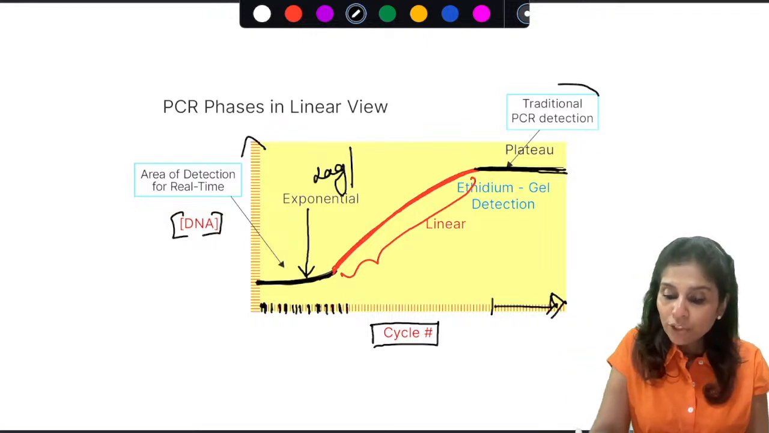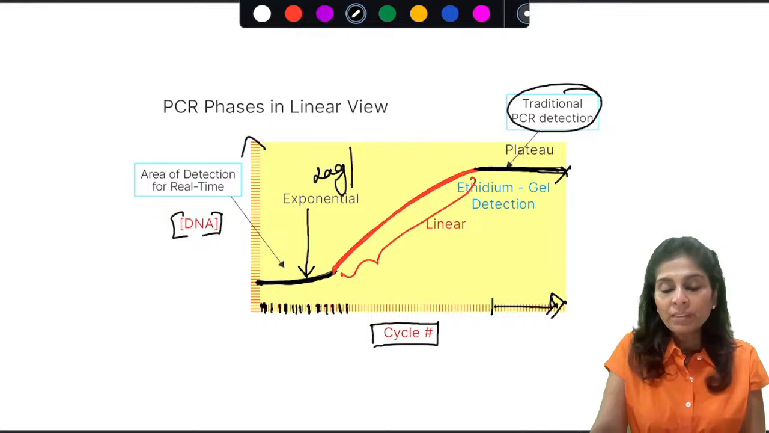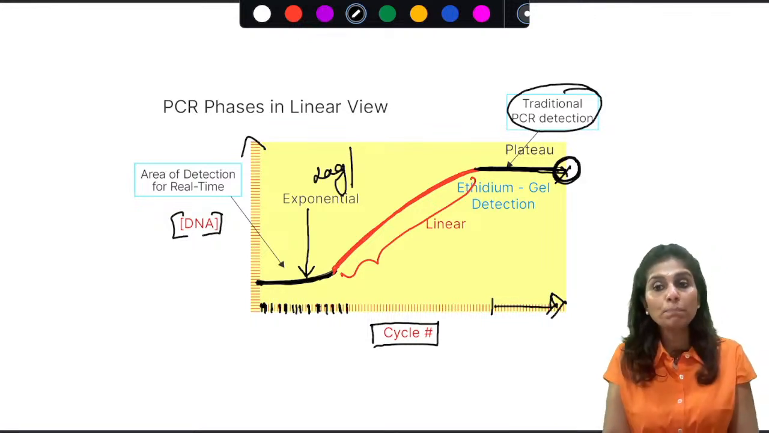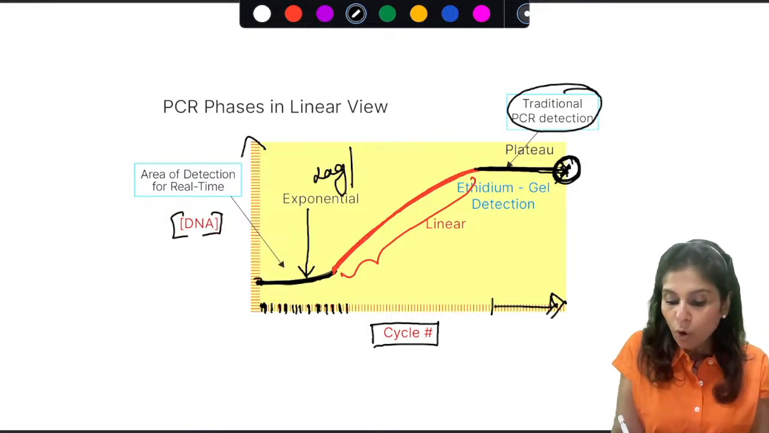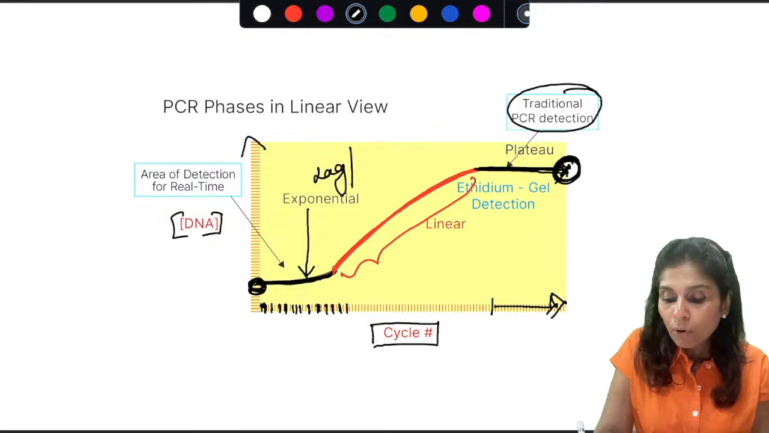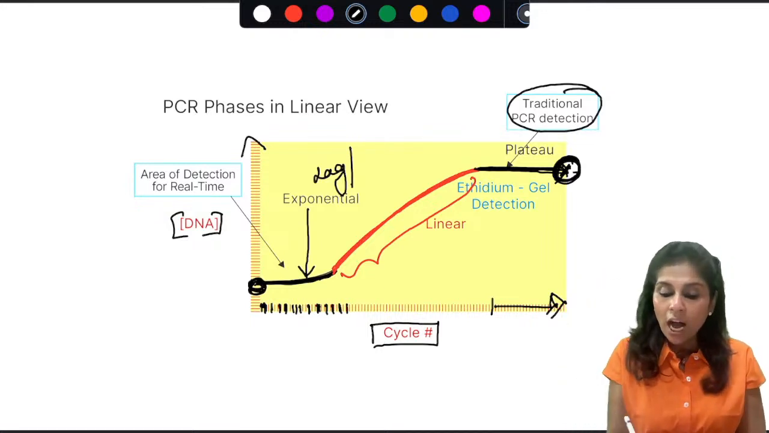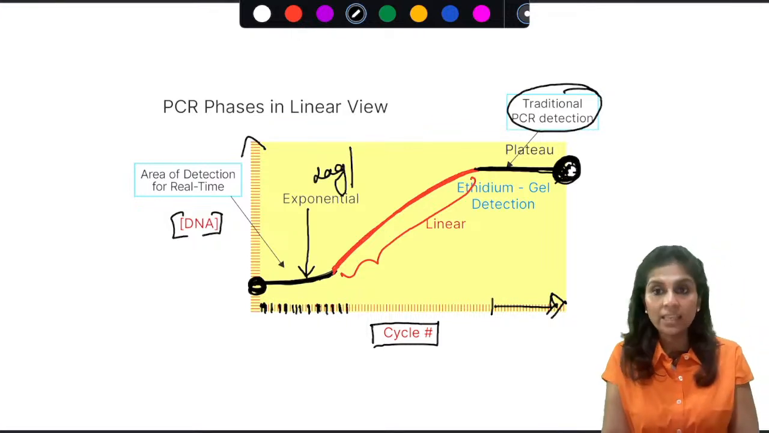And in conventional PCR, we used to allow the PCR to get over. In the plateau phase, we would quantify the number of nucleic acid present. From here, we would extrapolate to how much would have been there initially to give rise to so many products at the end.